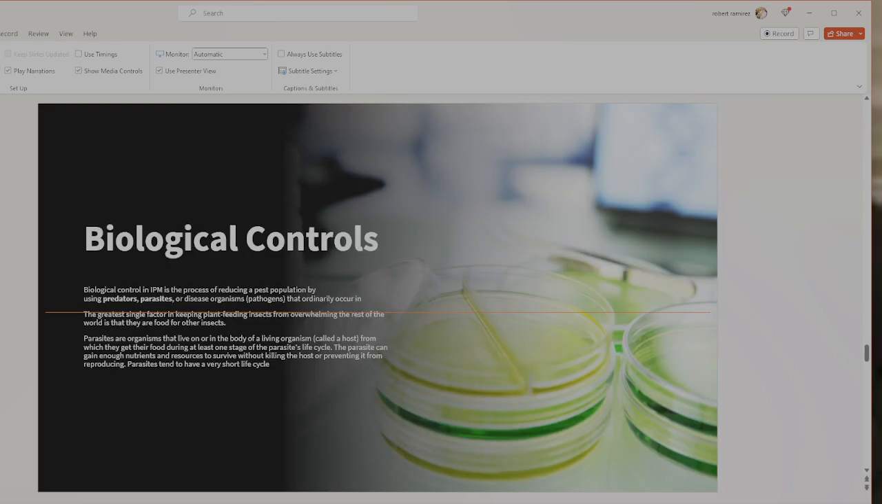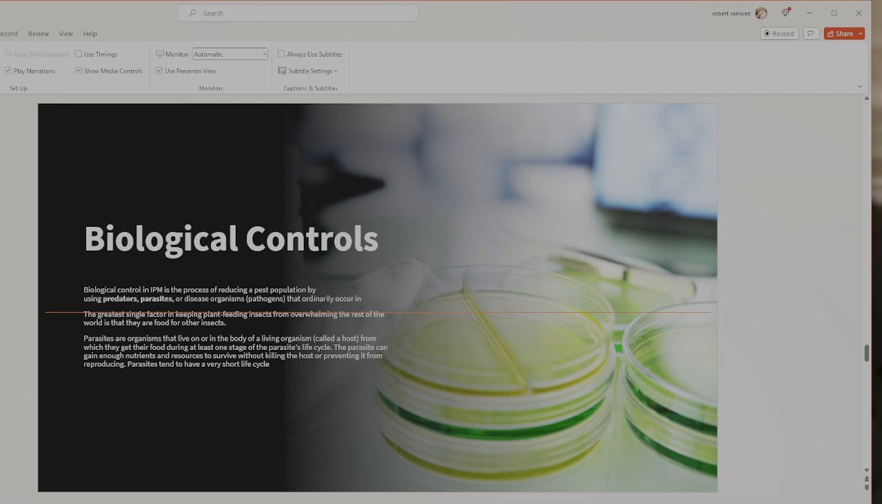Biological controls. Biological control in IPM is a process of reducing a pest population by using predators, parasites, or disease organism pathogens that ordinarily occur in nature. The greatest single factor in keeping plant feeding insects from overwhelming the rest of the world is that they are food for other insects.